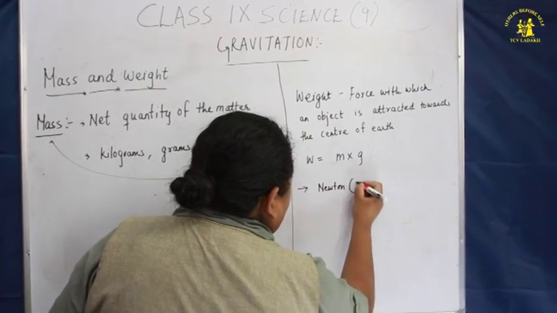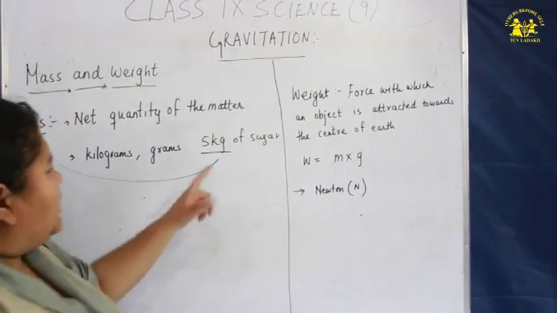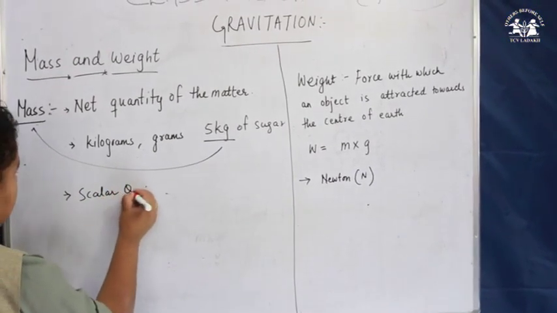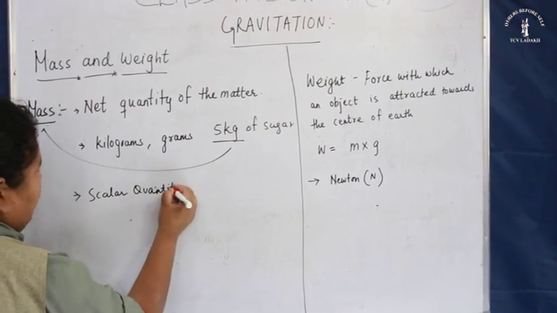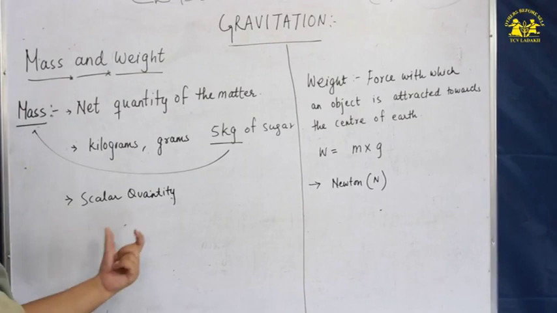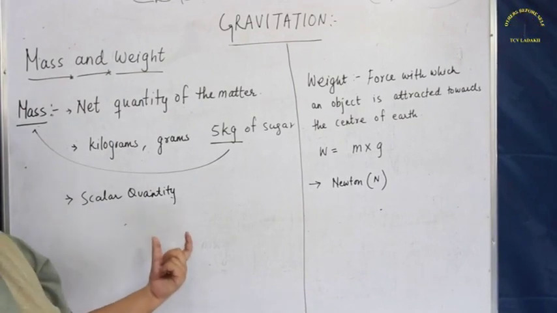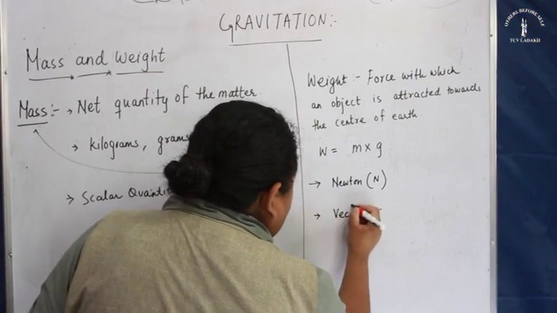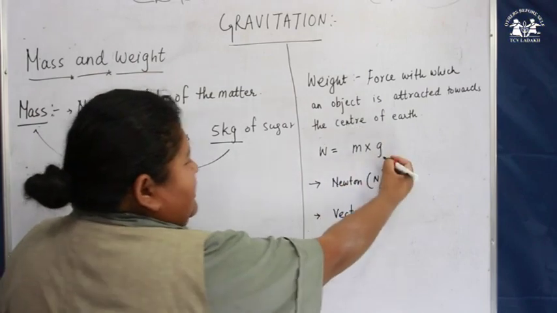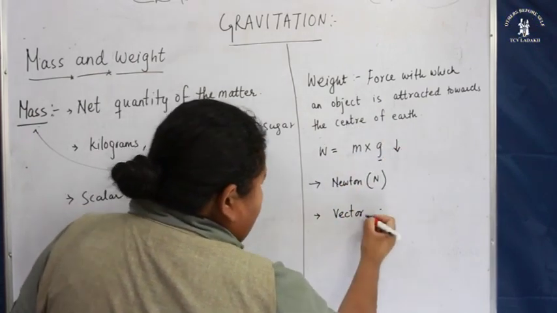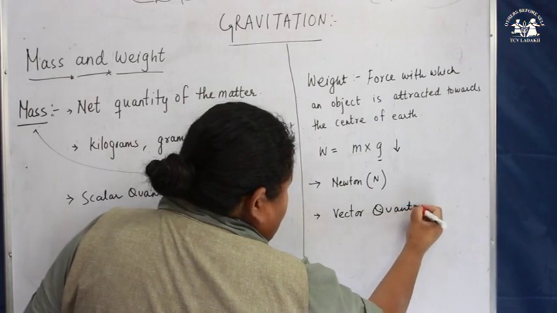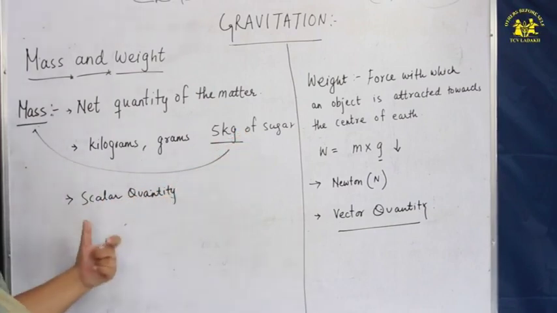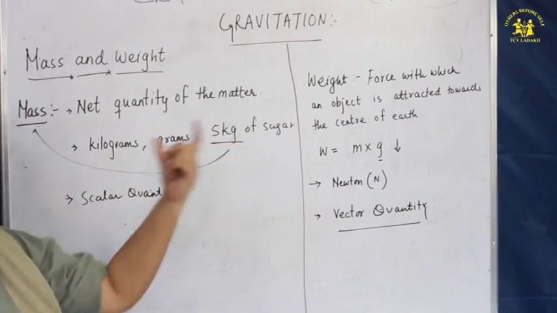It is the same unit that we use for the force, right? Now, mass is a scalar quantity, which means it gives us the magnitude only. There is no involvement of direction here. However, in case of weight, there is a direction involved because gravity acts in a downward direction. So weight can be a vector quantity because direction is involved in this case, right? So this is how we differentiate mass and weight.